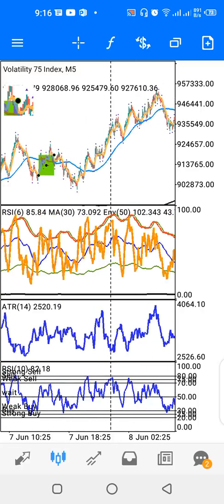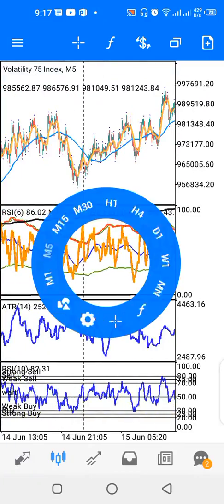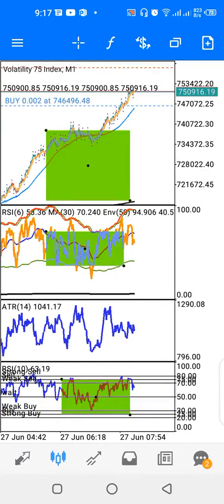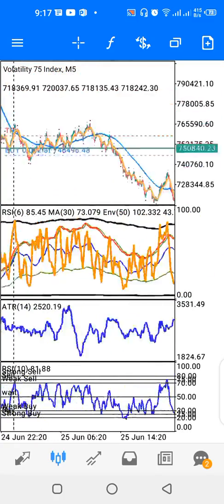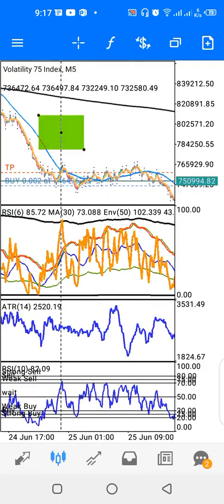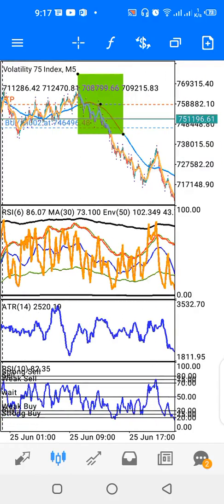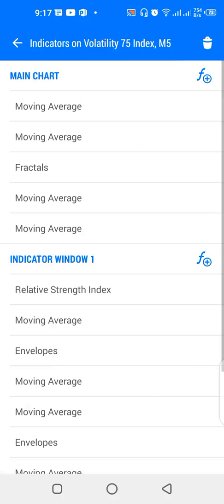So when you are in a bullish trend, you only look for when you have buy signal. Buy signal is when the red and the orange cross above the blue line. And when you are in a bearish trend, you look for sell signal. Okay, sell signal is when the red and the orange line cross below the blue line.